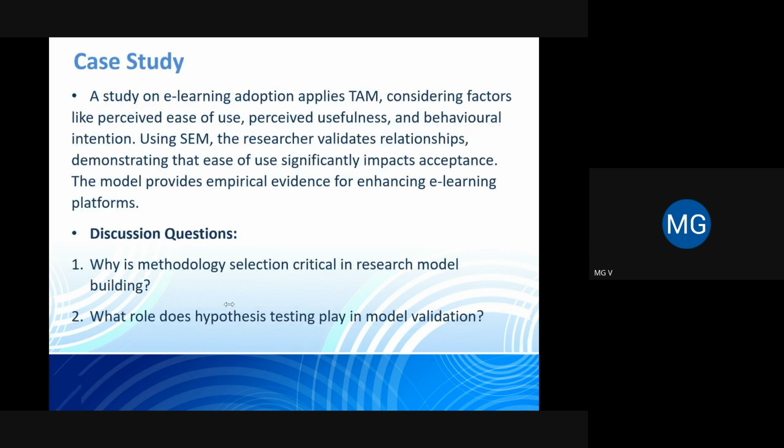A study on e-learning adoption applies TAM, considering factors like perceived ease of use, perceived usefulness, and behavioral intention. Using SEM, the researcher validates relationships, demonstrating that ease of use significantly impacts acceptance. The model provides empirical evidence for enhancing e-learning platforms. Why is methodology selection critical in research model building?